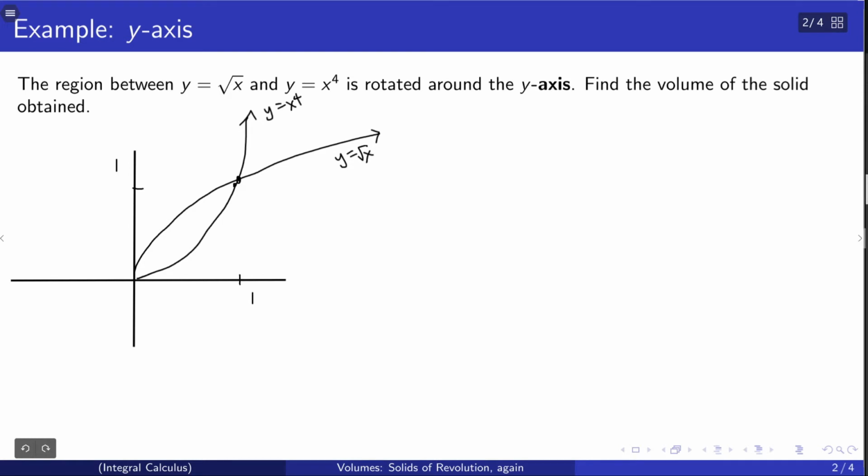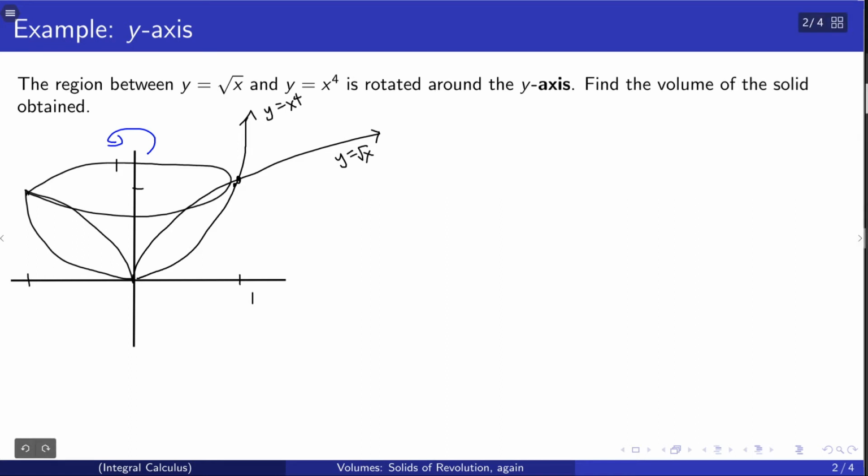But now what we're doing is we're not rotating around x, we're rotating around y. And what that's going to look like is, there's going to be a mirror image here of both curves. And rotating around like this, that's what the solid you're getting looks like.